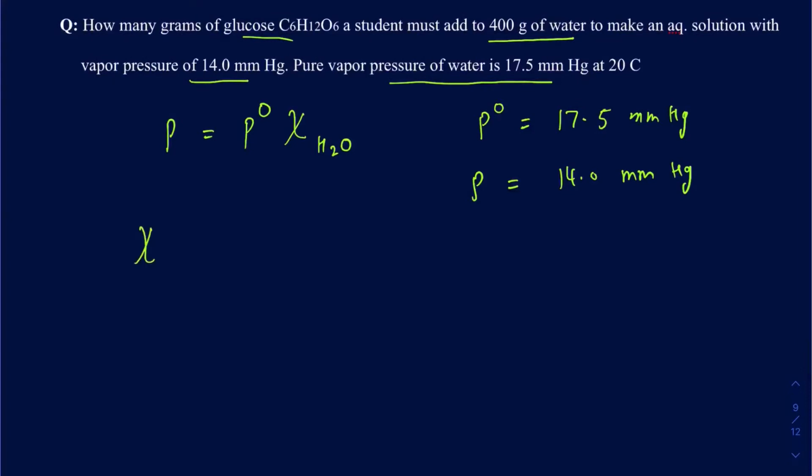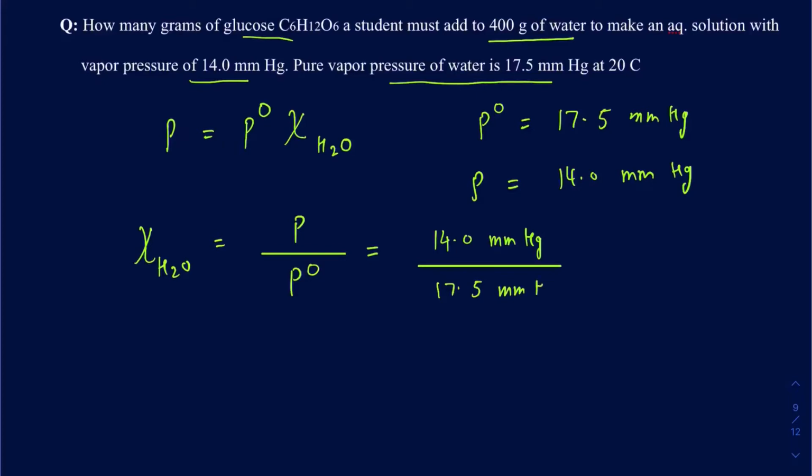So the mole fraction of water here is going to be equal to the vapor pressure of the solution divided by the pure vapor pressure. Just rearrange that equation there, divide both sides by the pure vapor pressure. So it's going to be 14.0 mm of mercury divided by 17.5 mm of mercury. That comes out to be 0.80. So that's going to be the mole fraction of the water.